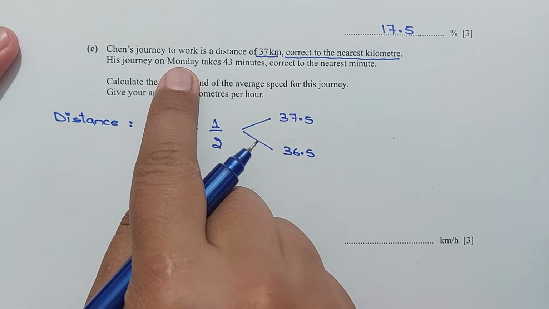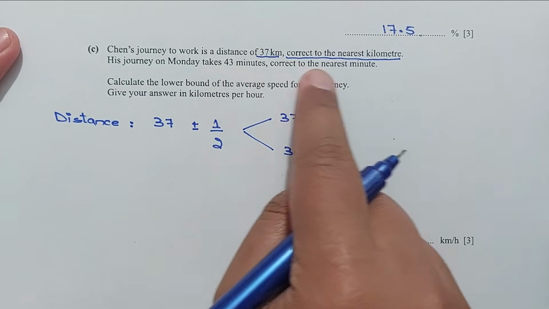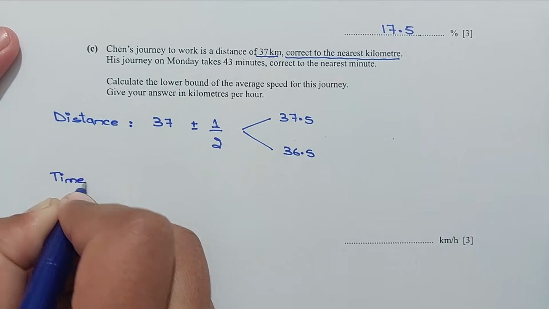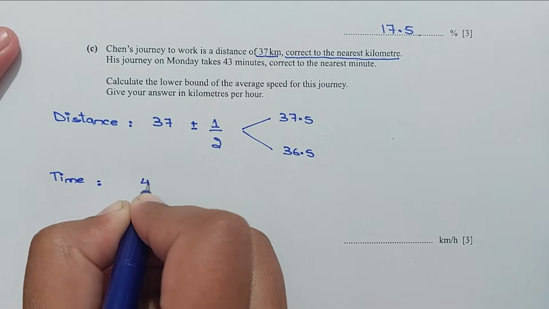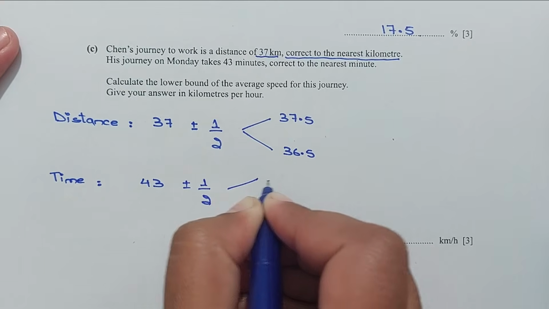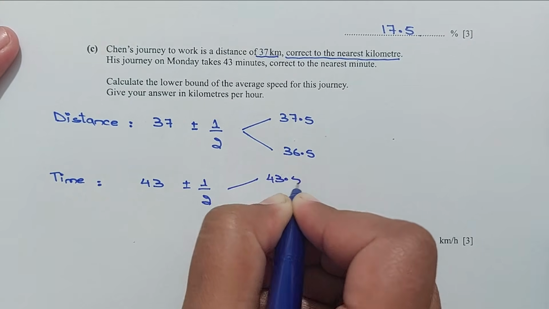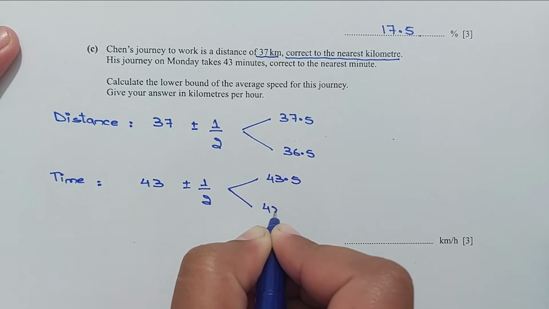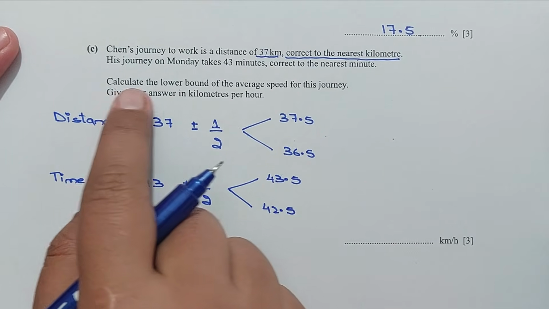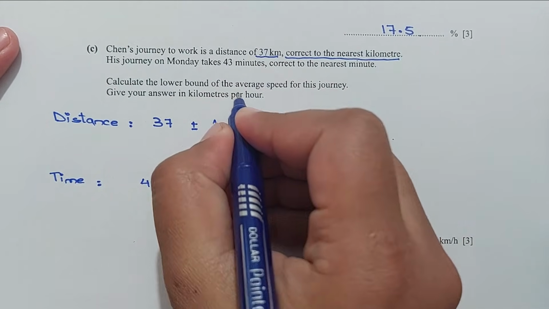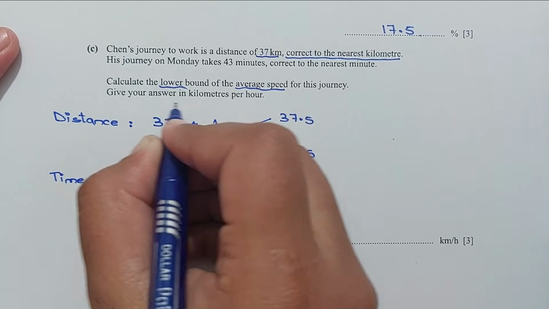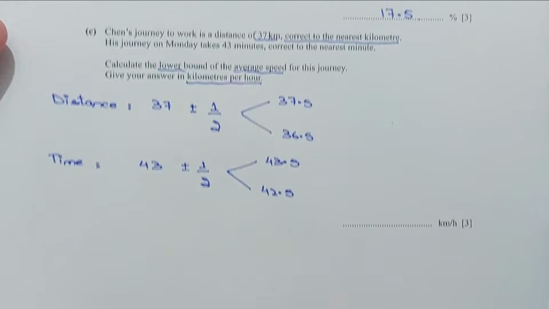His journey on Monday takes 43 minutes, correct to the nearest minute, right? This is time in terms of minutes. So for 43 we have to add and subtract 1/2. So this would be 43.5 and 42.5 minutes. Calculate the lower bound of the average speed, and it should be a lower bound for his journey. Give your answer in kilometers per hour, right?